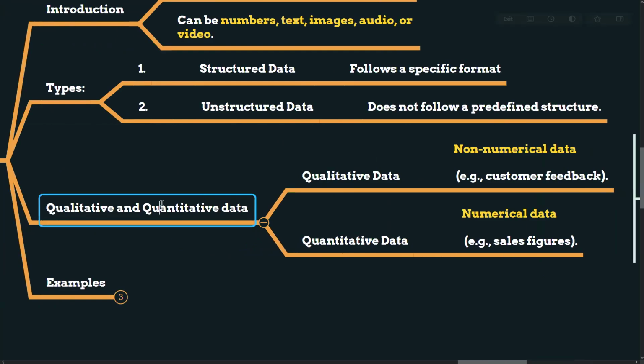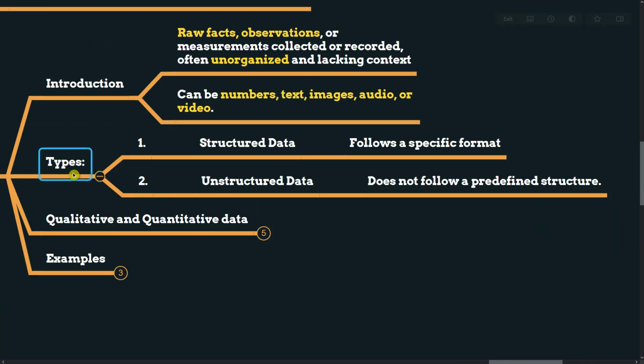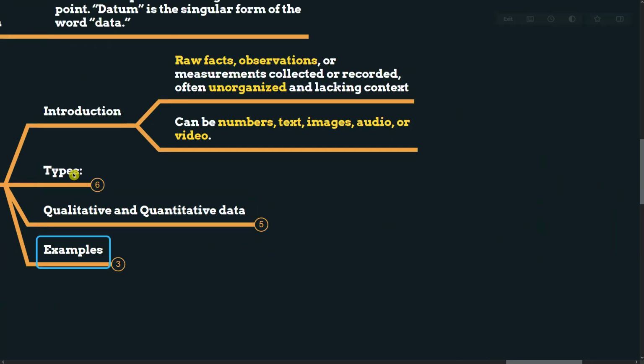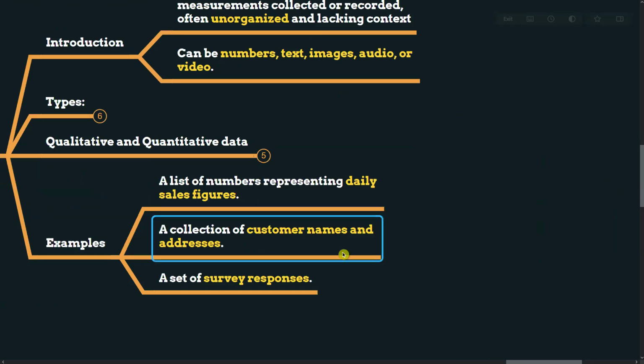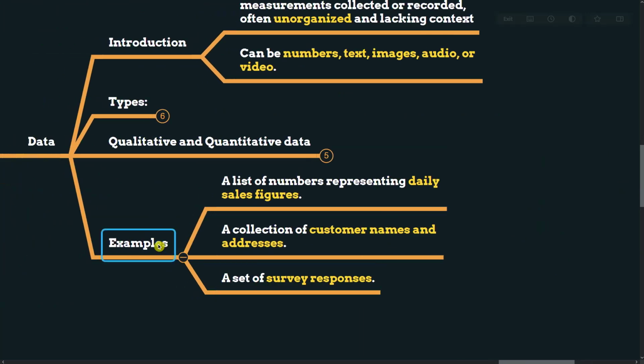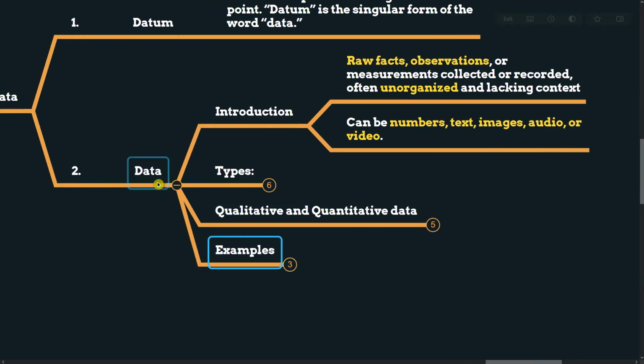Quantitative data means we can measure, for example, this many kilometers, meters, or kilograms. So there's a difference between quantitative data and qualitative data. Examples of data I'm giving are a list of numbers representing daily sales figures, a collection of customer names and addresses, and a set of survey responses. These are also examples of data.